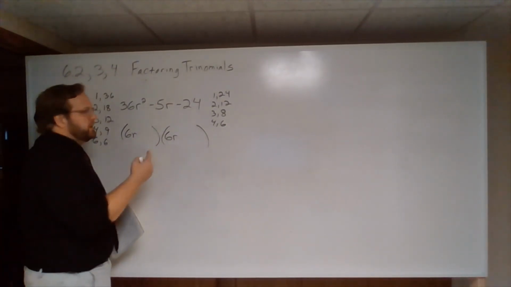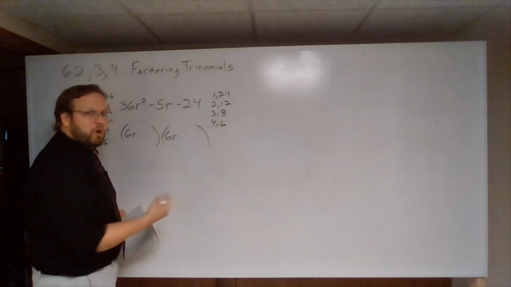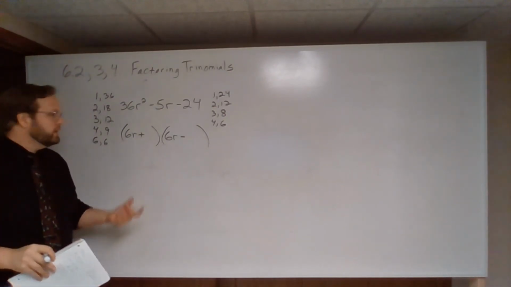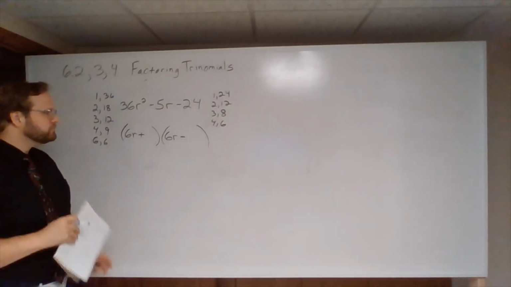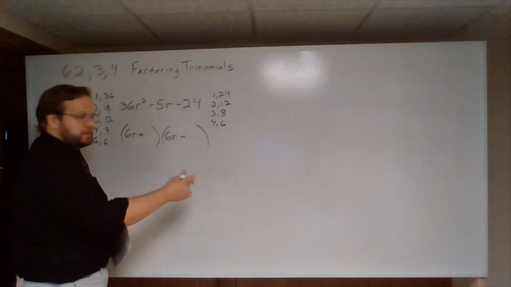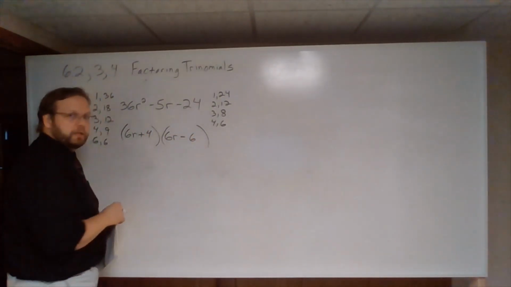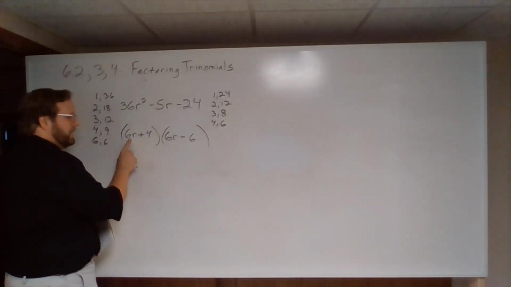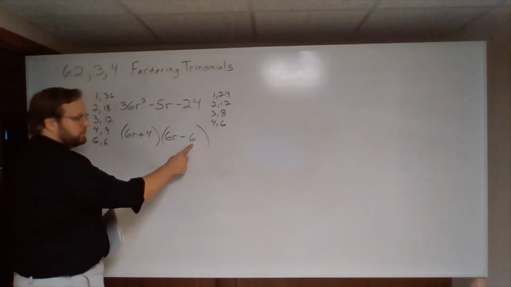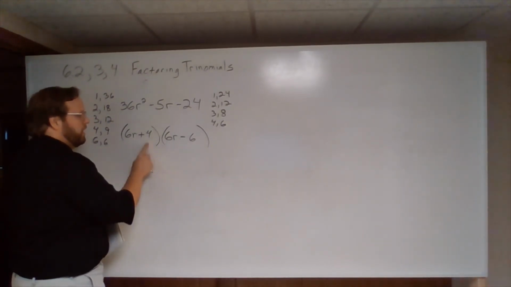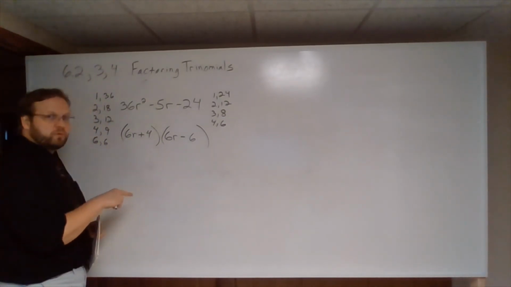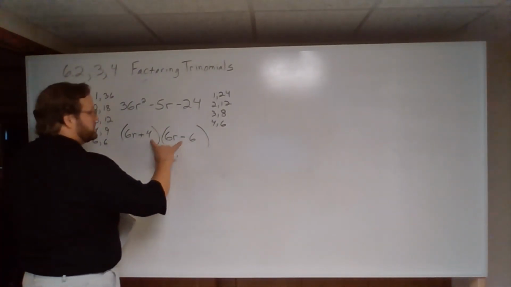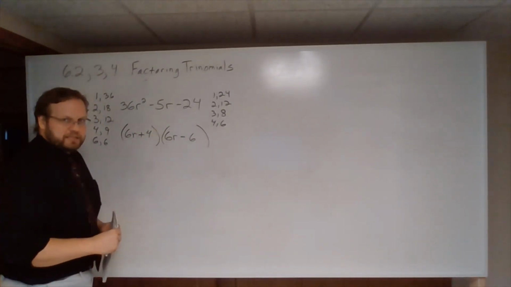Next thing I usually fill in, this is a negative 24. To multiply to a negative, I need to have opposite signs. So I'm just arbitrarily gonna put a plus and a minus in there. Now let's try the 4 and the 6. I'm gonna put a 4 here and a 6 here. Check it. Again, O and I of FOIL, outers and inners. I've got negative 36R, positive 24R. Negative 36 plus 24 is negative 12, not negative 5. That didn't work. Don't switch these because I already got the 6 and 6. It's gonna be the same thing.